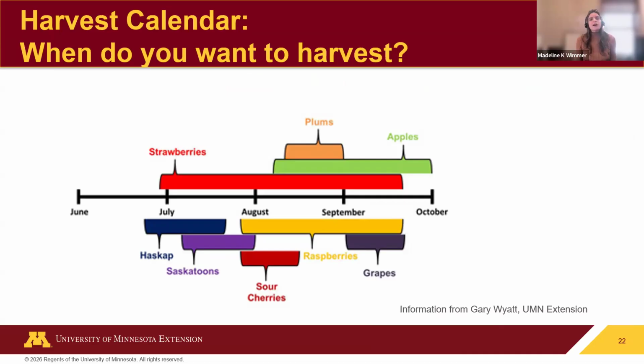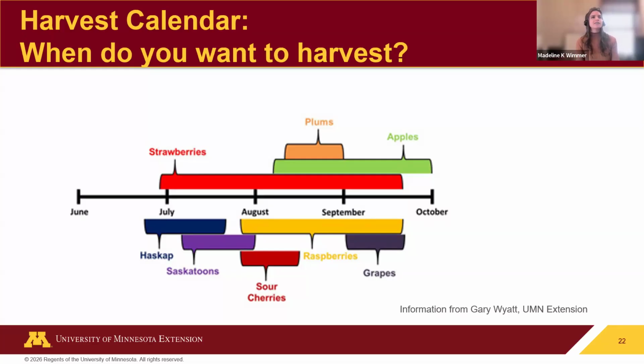So again, when do you want to be harvesting? If you are already a vegetable grower, this is really important to keep in mind, because you don't necessarily want to be harvesting at a time that you're supposed to be planting, or when you don't have labor to harvest, for example. So there are certain earlier crops like haskap, which is another name for honeyberries on here. And then you have crops that are really going to be pushing over towards fall harvest, grapes and apples, where with apples, there's a wide variety at which they are harvested.